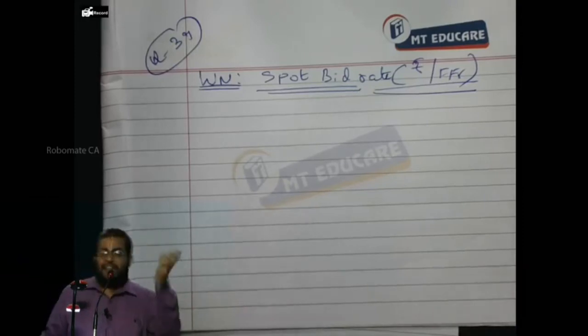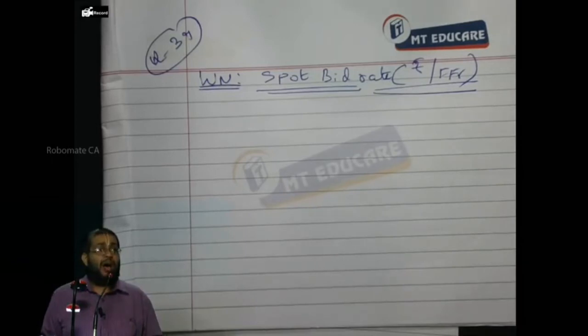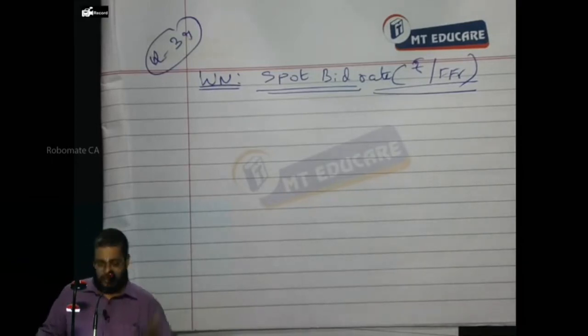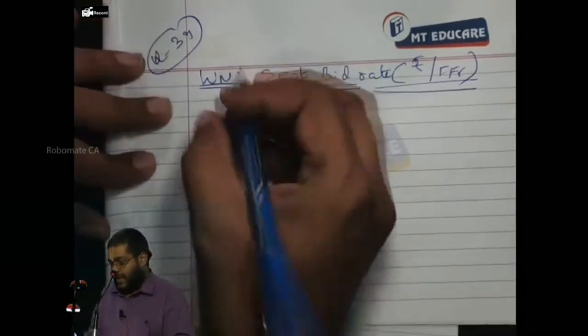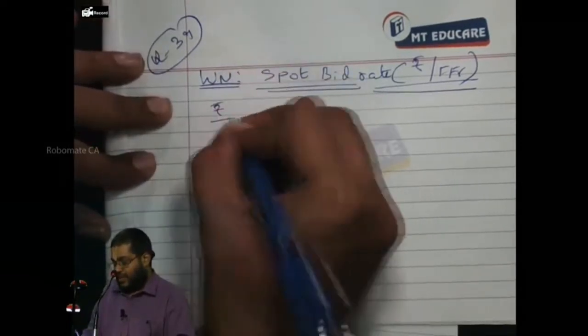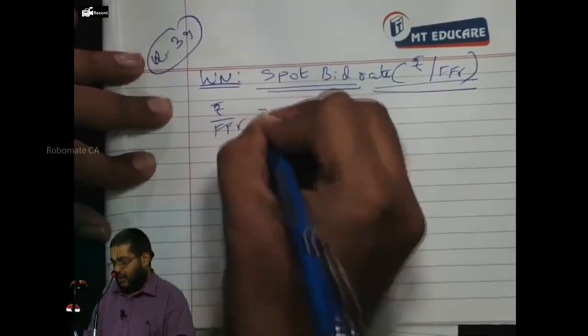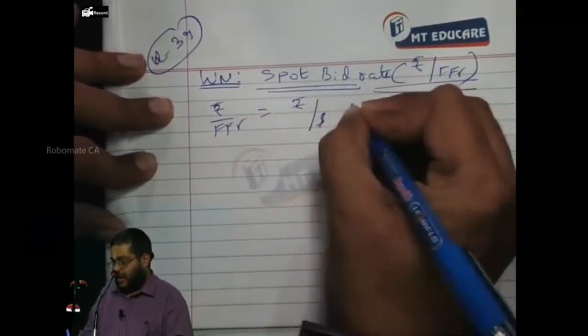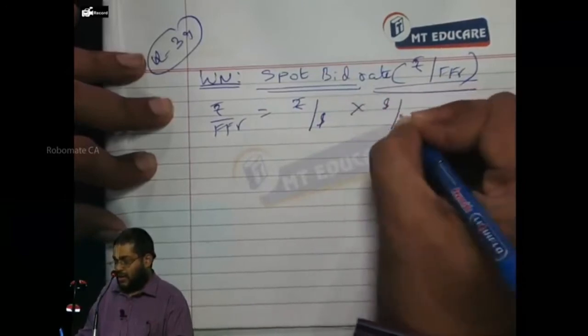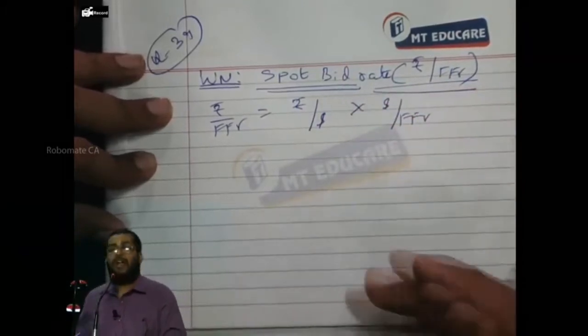Using a common currency, I should arrive at what? The cross rate. Everybody respond, yes or no? Do you all remember, last month, we discussed cross rate or not? Tell me the equation first. What is that I want? Rupees by FFR I want is equal to what? Rupees to dollar into what? Dollar to FFR. Are you following or not?